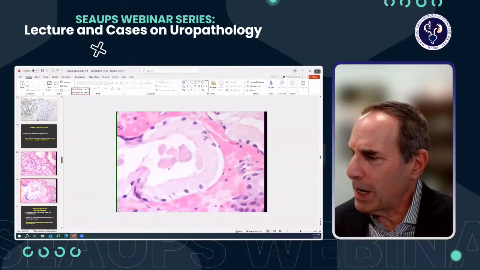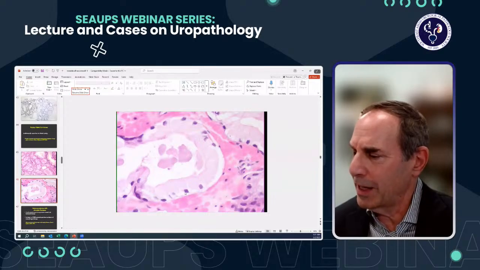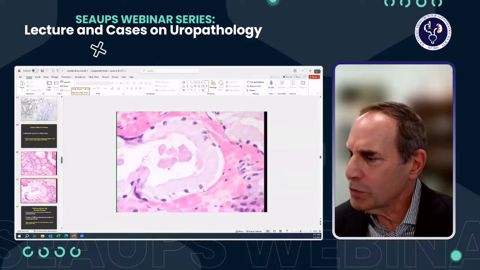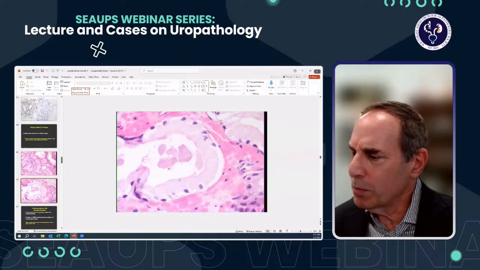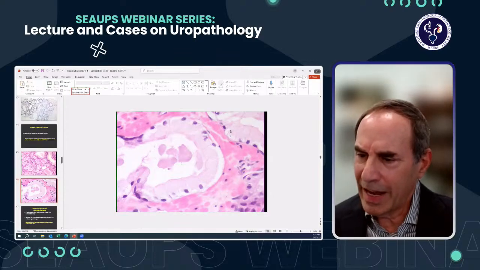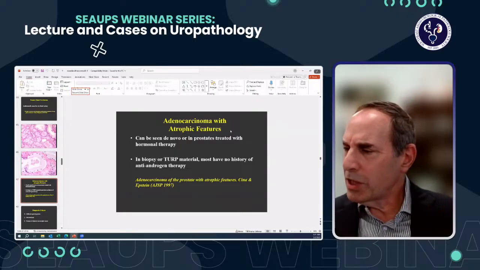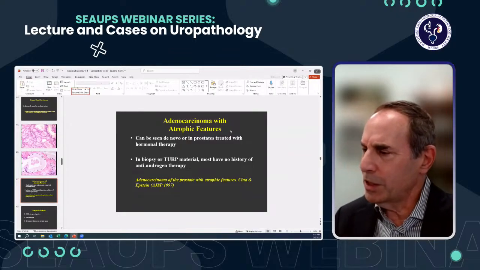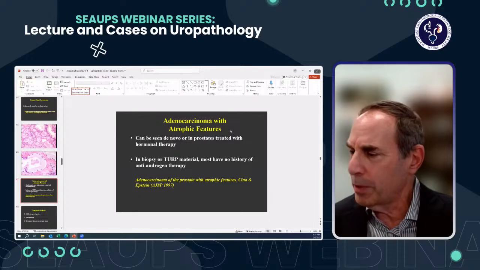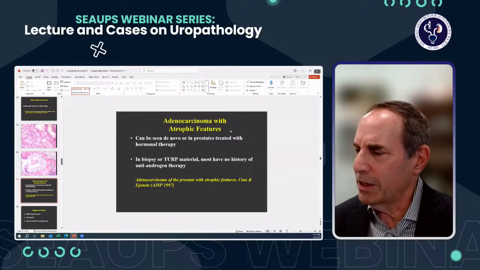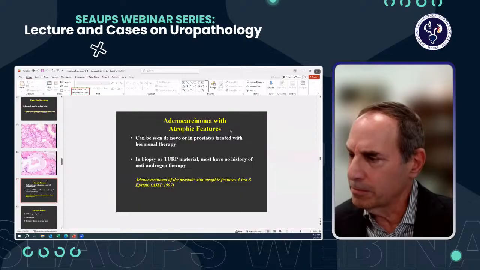And then when you go to higher power on foamy gland, again, the nuclei are extremely monotonous and bland, and that's why pathologists are very uncomfortable calling cancer. But they have huge amounts of cytoplasm relative to the nuclei, something that's beyond what you see in normal cytoplasm. And again, in a case like this, you would probably verify it with the basal cell stains. Now, prostate cancer with atrophic features can be seen de novo or in patients with hormonal therapy, but most of the time when you see it, there is no history of anti-androgen therapy.